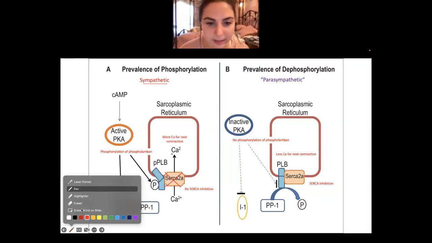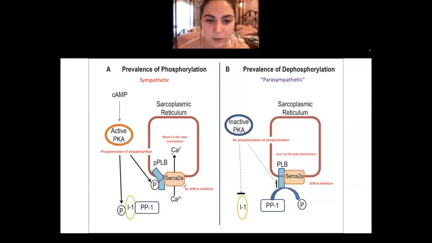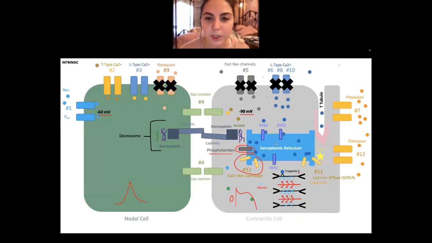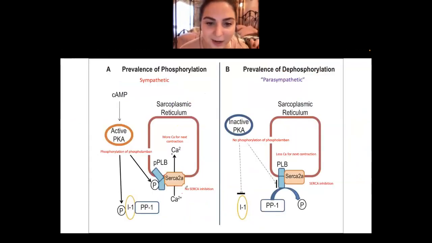SERCA is normally inhibited like this. If we phosphorylate phospholamban, SERCA is no longer inhibited. So SERCA is that calcium ATPase, basically, which is over here. I drew phospholamban on the wrong side. It's all right. So normally SERCA is inhibited. Phospholamban is controlling it. Normally it's blocking it.